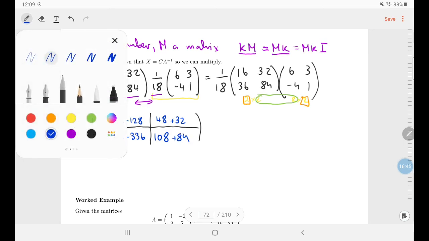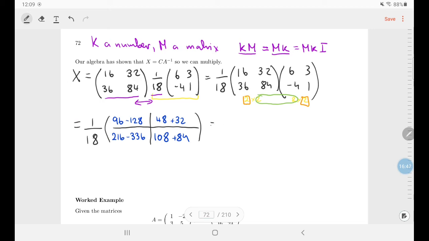So we'll tidy this up. I get 1/18. 96 minus 128 is minus 32. 48 plus 32 is 80. 216 minus 336 is minus 120. And 108 plus 84 is 192. You probably could leave your answer like that, but we'll multiply in the 1/18. Now, I will actually use a calculator here.